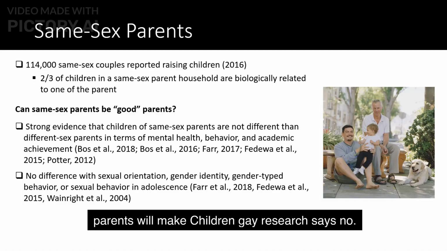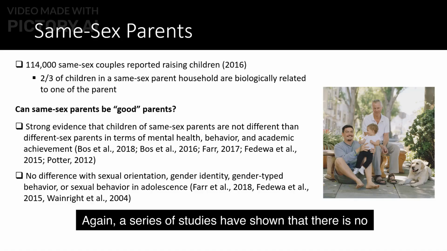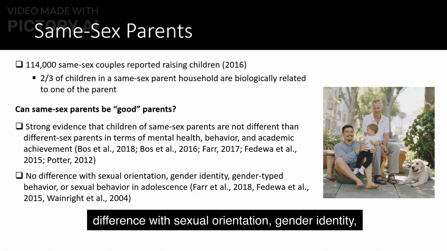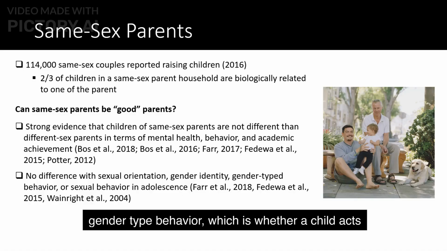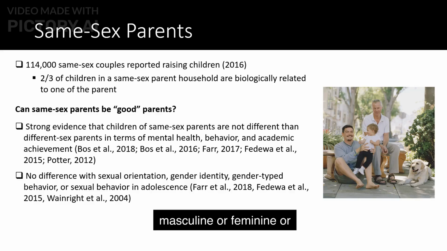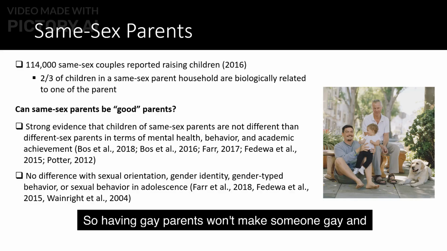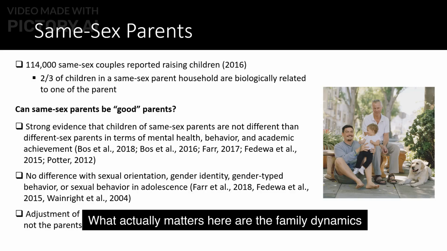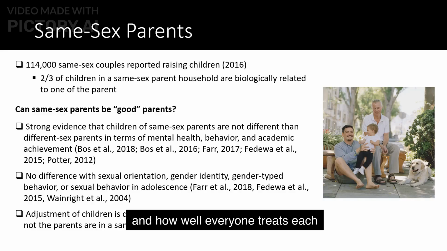Research says no. Again, a series of studies have shown that there is no difference with sexual orientation, gender identity, gender type behavior, which is whether a child acts masculine or feminine, or sexual behavior in adolescence. So having gay parents won't make someone gay, and having straight parents won't make someone straight. What actually matters here are the family dynamics and how well everyone treats each other.